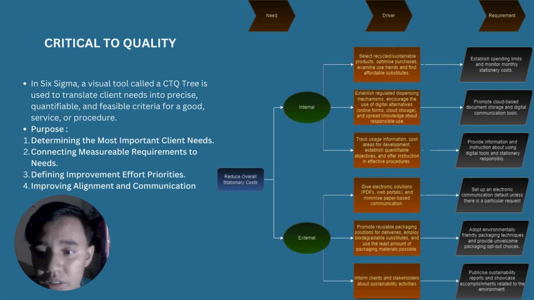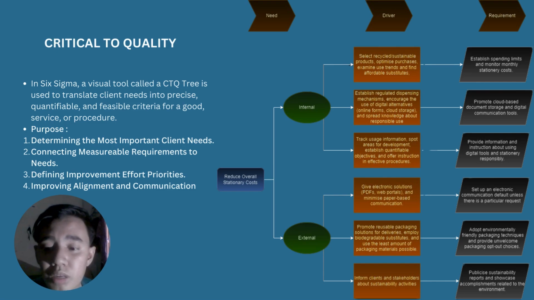For the CTQ tree, we divide it into two parts, that is internal and external. The internal focuses on the needs of internal stakeholders such as employees and managers who are responsible for using and managing stationery. The external focuses on the needs of external customers who might be impacted by the company's stationery usage, such as clients or environmental stakeholders.